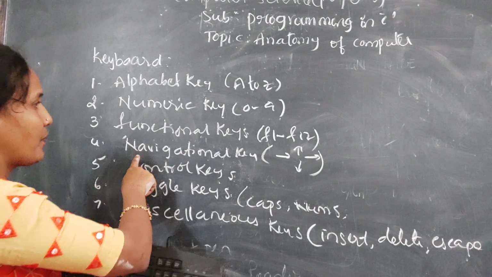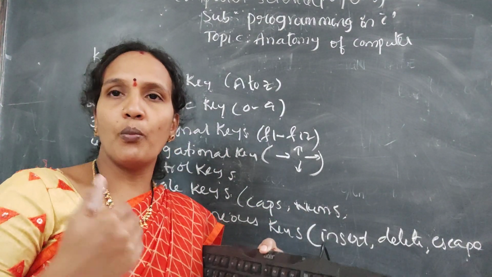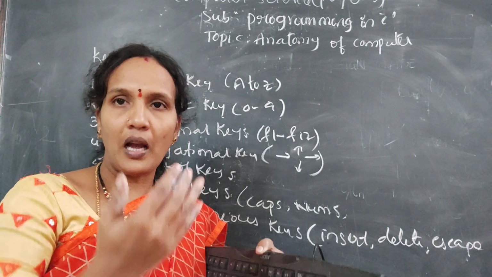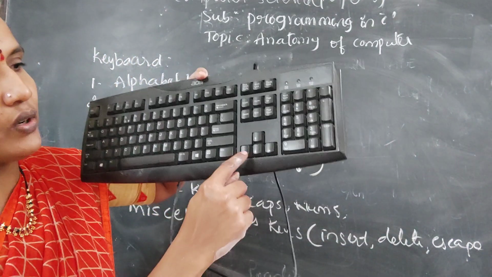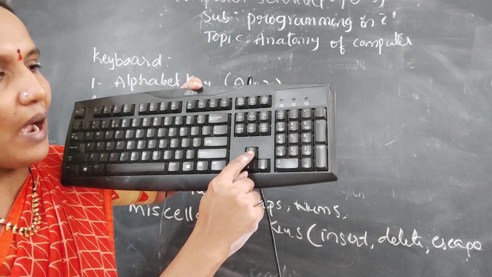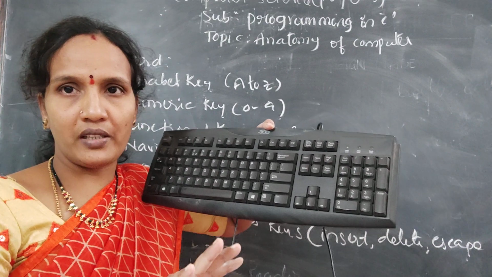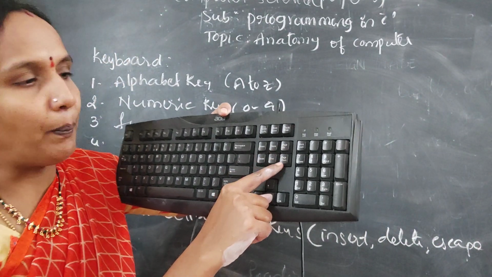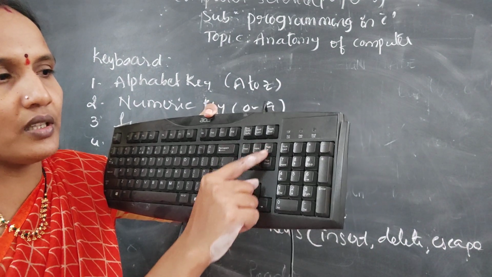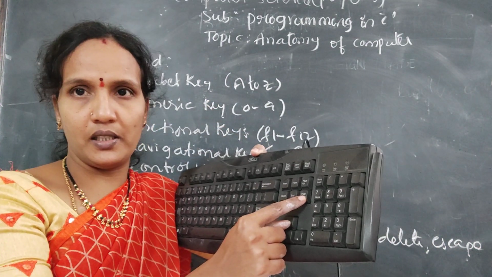The next one is navigational keys. Navigational keys are used to move the cursor up and down, left and right. So that will come under the navigational keys. So here we have 4 navigation keys: up, left, right and down. 4 navigational keys we have. Next we also have page up, page down. These 2 keys will also come under the navigational keys as well as the special keys.